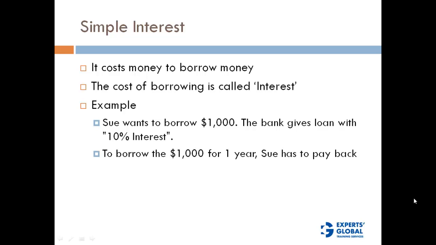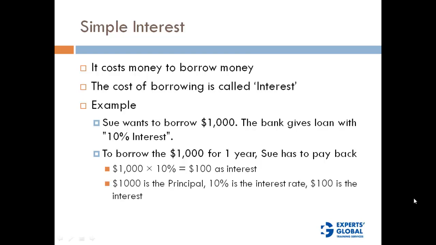So to borrow 1,000 for a year, Sue has to pay back 1,000 into 10%, $100 as an interest. And how much does she have to pay to the bank at the end of 1 year? $100 as interest, and obviously she has to return her $1,000 as principal. So ultimately she will have to pay $1,100 to the bank.